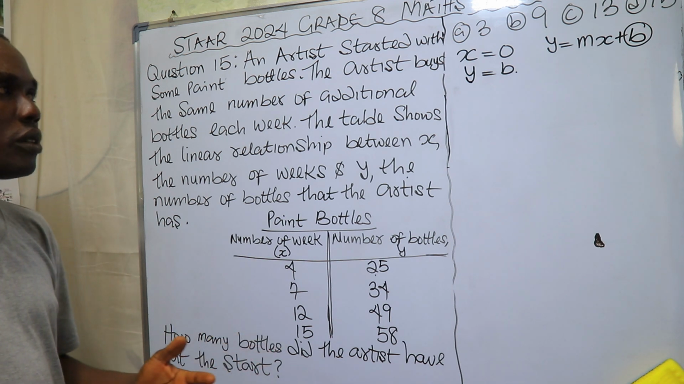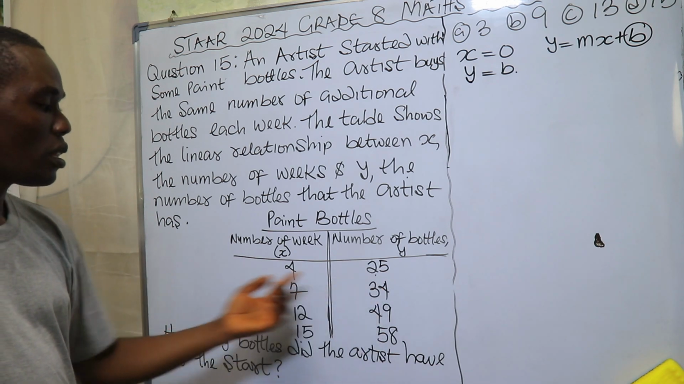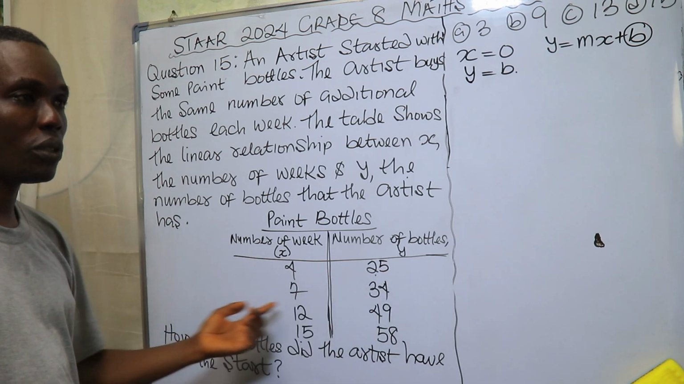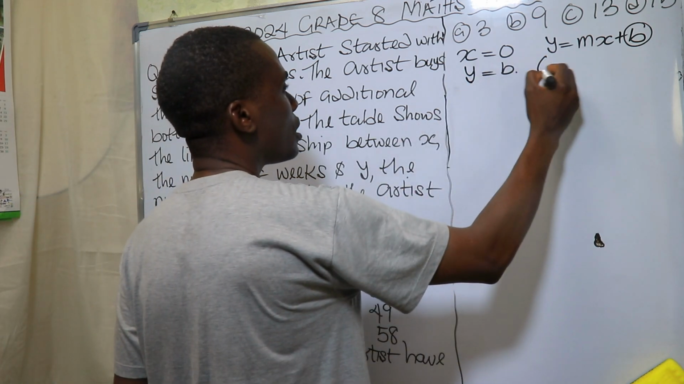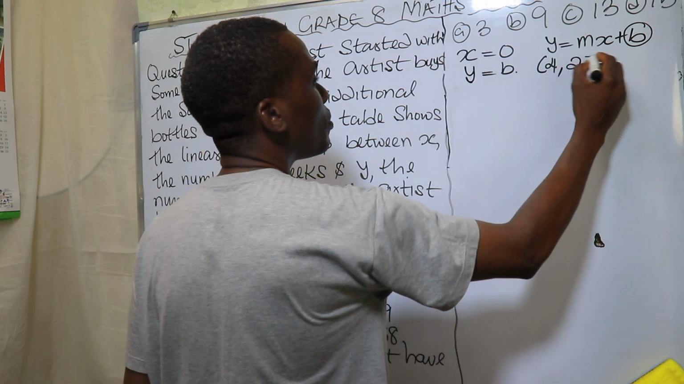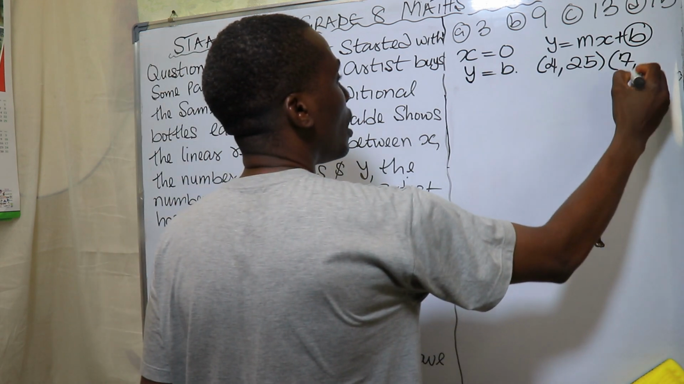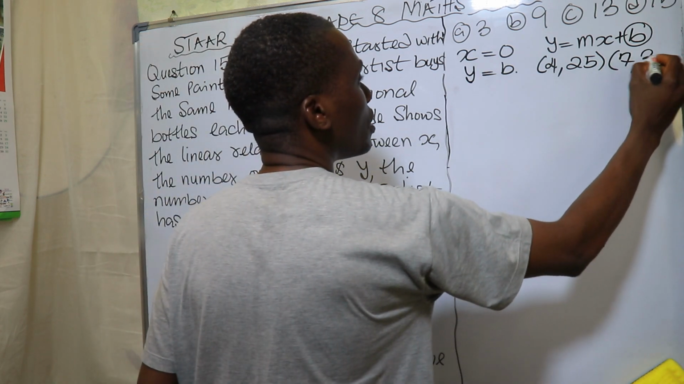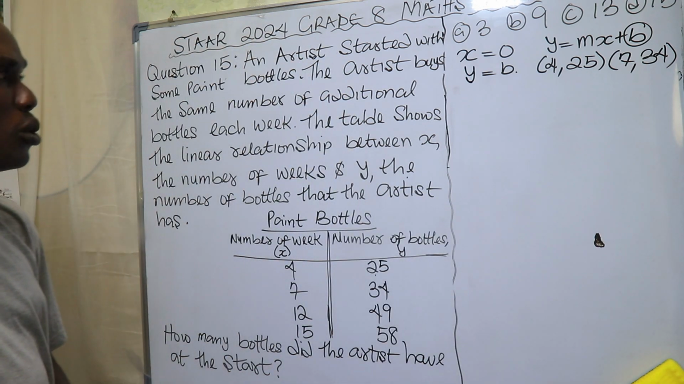Now, how do we solve this? Remember, we are given values of X and the corresponding values of Y. So we're going to use this coordinate, where X is 4 and Y is 25. The next coordinate will use the value of 7 and Y is going to be 34. So we're going to use those two coordinates.